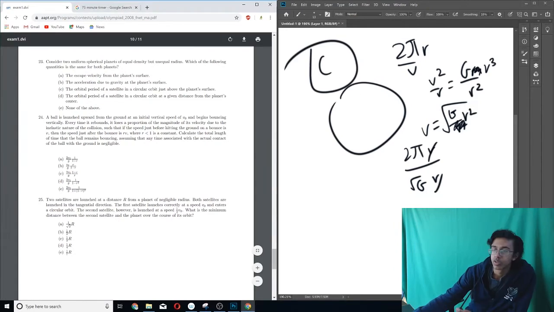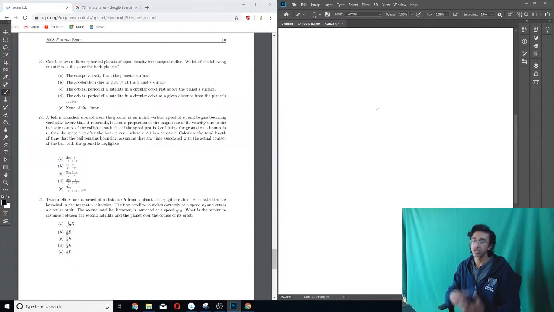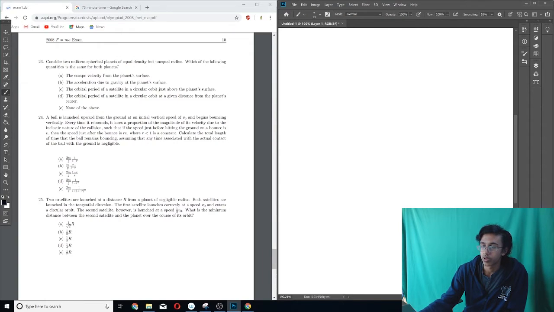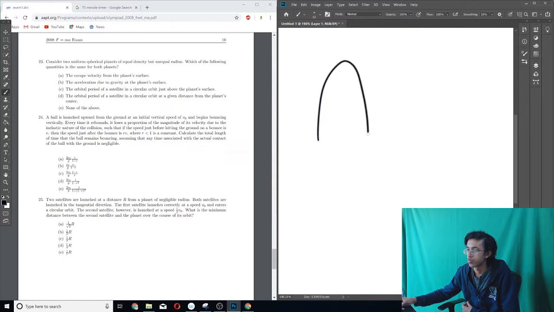Okay, 24. A ball is launched upward from the ground at initial vertical speed of v0 and begins bouncing vertically. Every time it rebounds, it loses a proportion of the magnitude of its velocity due to the inelastic nature of its collision, such that if the speed just before hitting the ground is v, then the speed after is rv. Calculate the total length of time that the ball remains bouncing, assuming any time associated with the actual contact of the ball is negligible. So it starts from the ground and goes upward, and then it bounces again, so it's basically this. Boom, boom, boom, boom, boom.